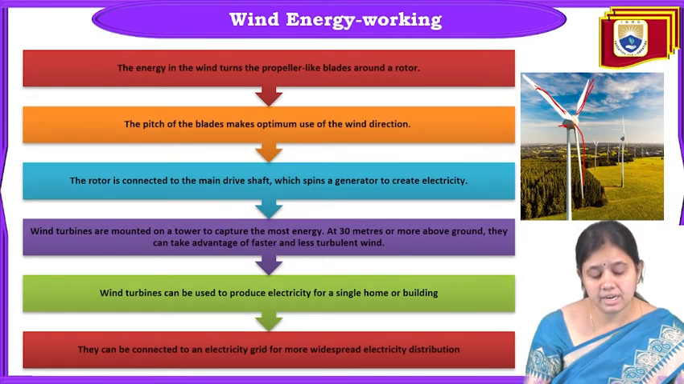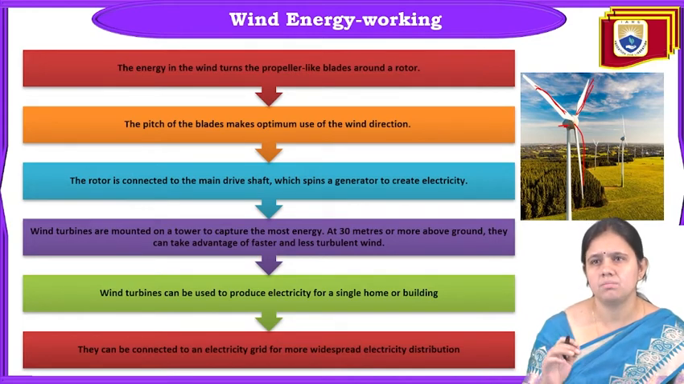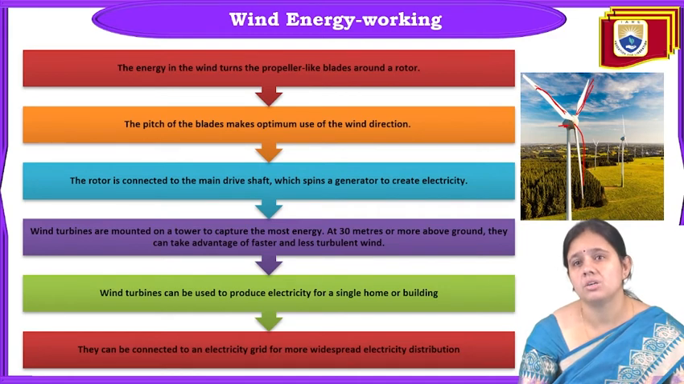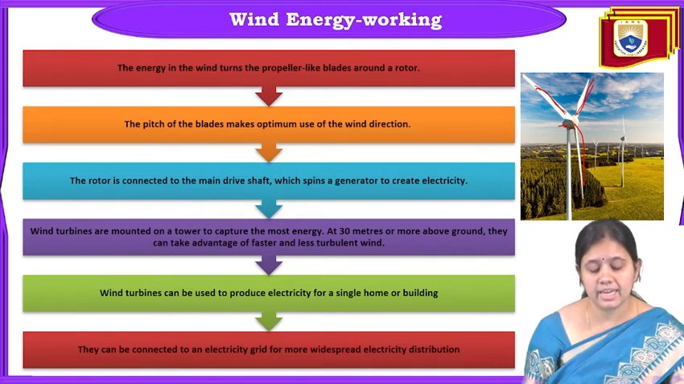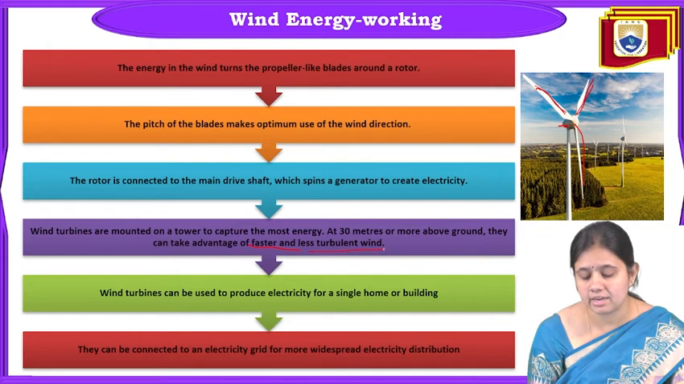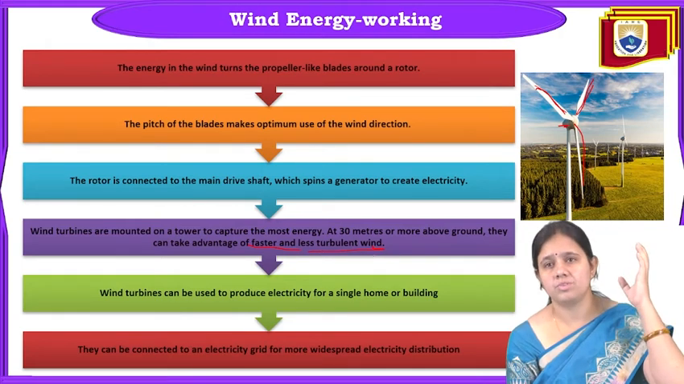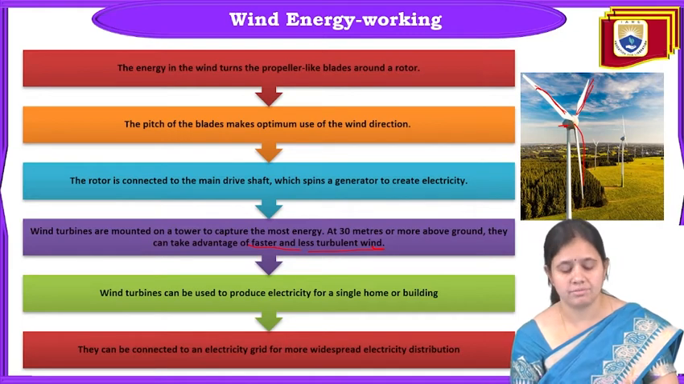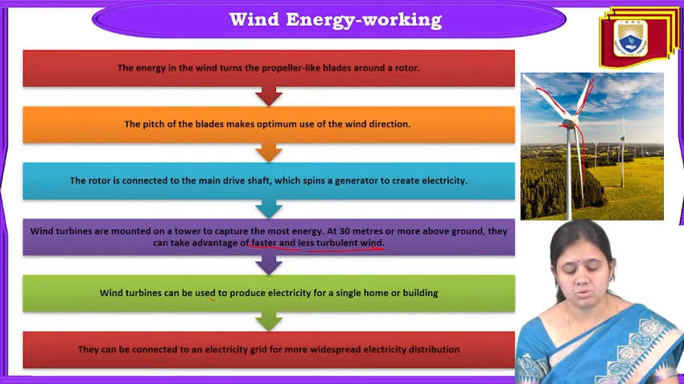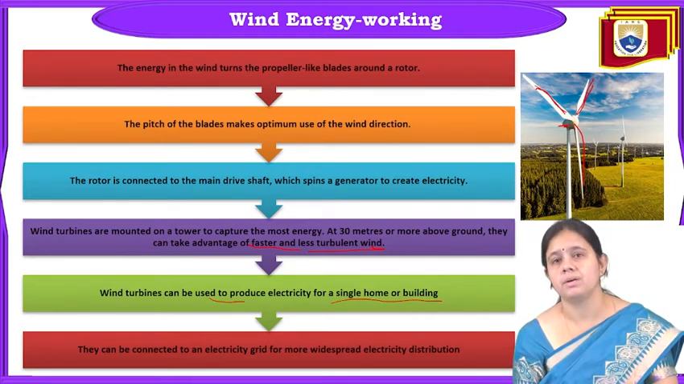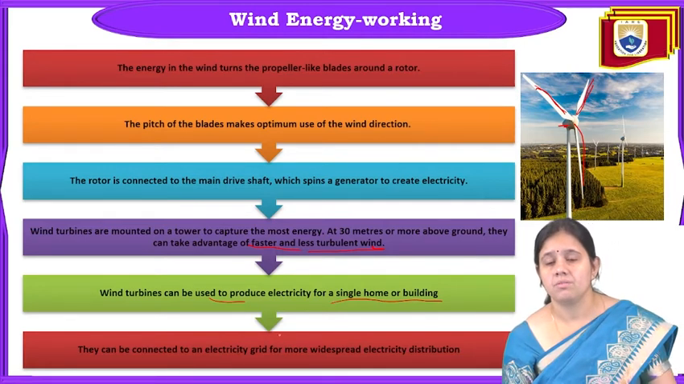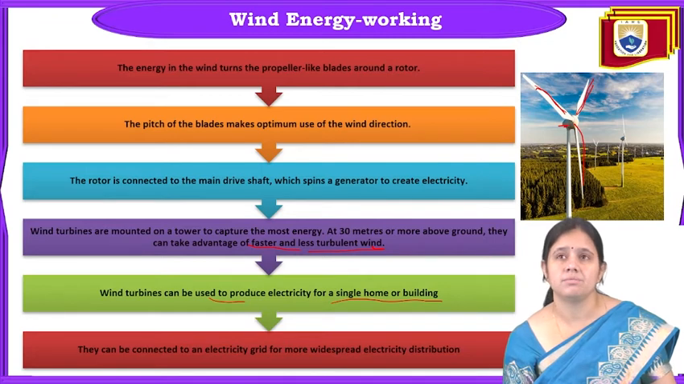Wind turbines are mounted on a tower to capture the most energy. It is mounted on a very high tower, about 30 meters or more above ground, so they can take advantage of faster and less turbulent wind, because higher above ground you will find very high speed and less turbulent wind. Wind turbines can be used to produce electricity for a single home or building, and they can be connected to the electricity grid for more widespread electricity distribution.